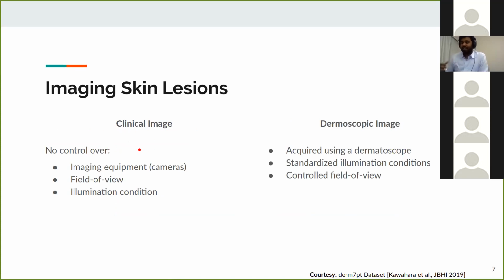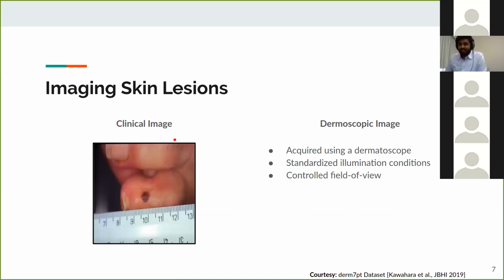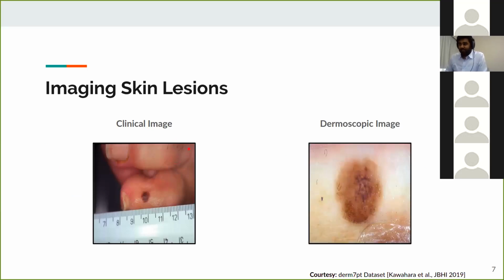They are acquired using a special acquisition device known as a dermatoscope, and they provide a standardized illumination condition and a controlled field of view. Here is a sample clinical image and the corresponding dermoscopic image. You can see that certain features are clearly visible in dermoscopic images that are not visible in clinical images.